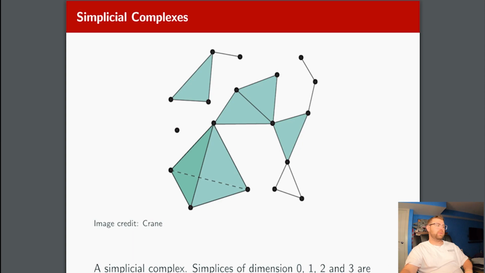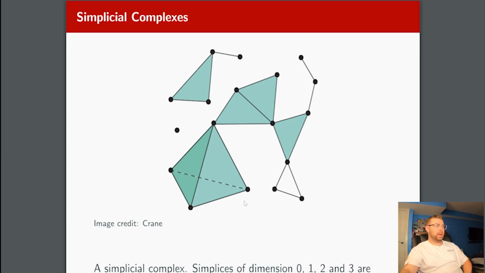So we have simplices of dimension 0, 1, 2, and 3 all pictured. A 0-simplex here would just be a point. A 1-simplex is just a line segment connecting 2 points. A 2-simplex would be like this triangle. And this 3-simplex would be like this tetrahedral looking thing.